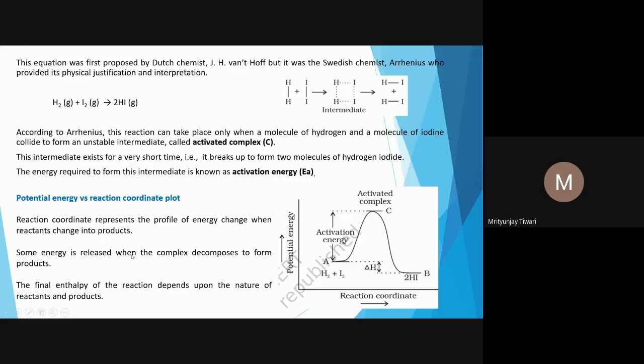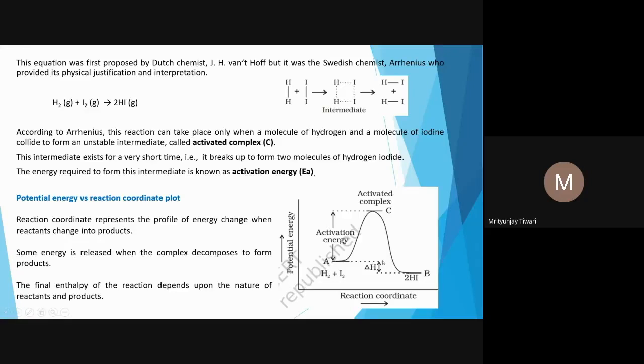So some energy is released when the complex decomposes to form products. What we know is that some energy is required, and after absorbing that energy, these reactants will form the activated complex. After the activated complex is formed, it will break into the product species. Once it is broken into the product species, some energy will be released because it was a very tense state, a high energy and very unstable state, so it will break down, and with that some energy will be released, and two molecules, in this example 2HI, are formed.